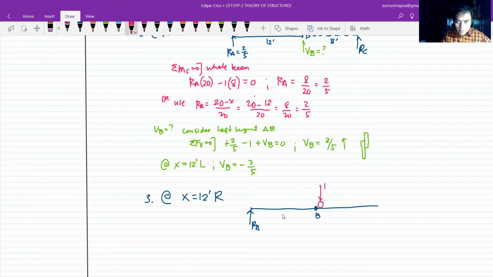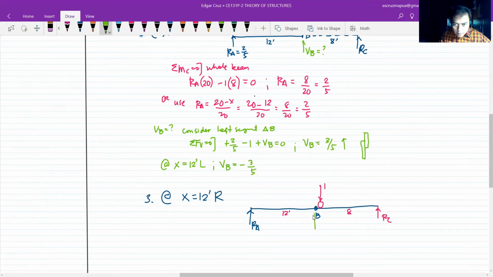Ito yung unit load. So ito yung 12 feet, ito yung 8, tapos ito yung C. Okay? So yung kailangan natin mahanap dyan is yung shear sa B. Shear dito, shear sa B. Okay. So again, ano ang reaction sa A?